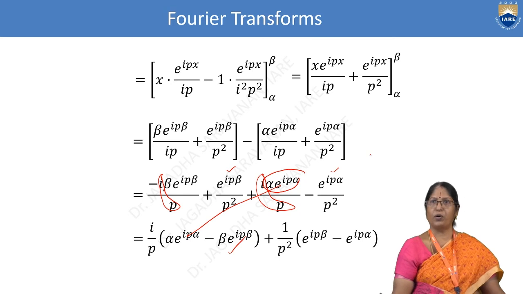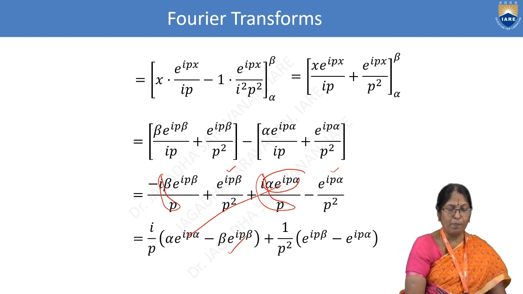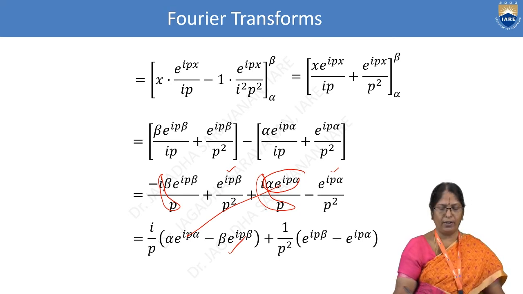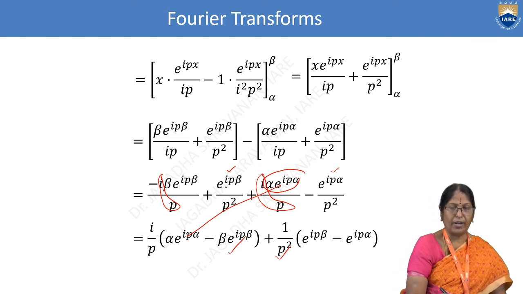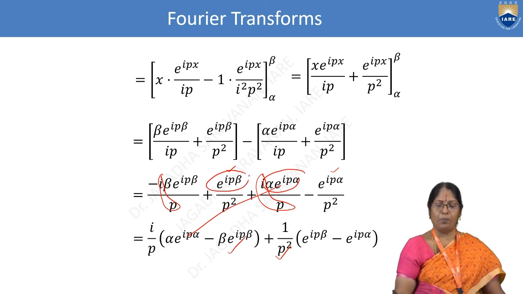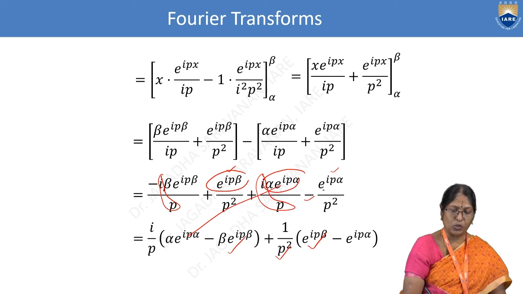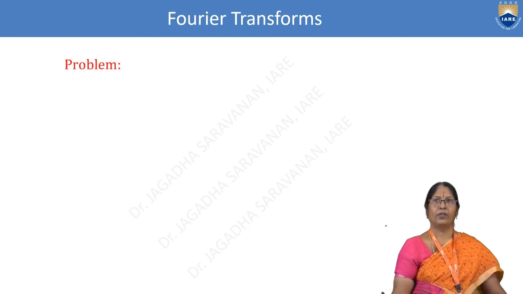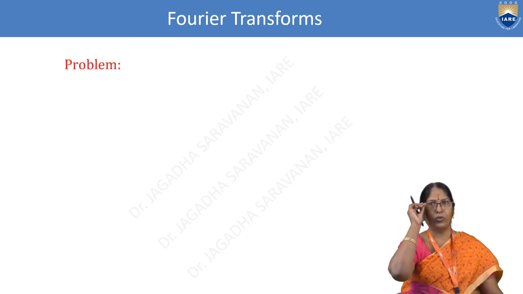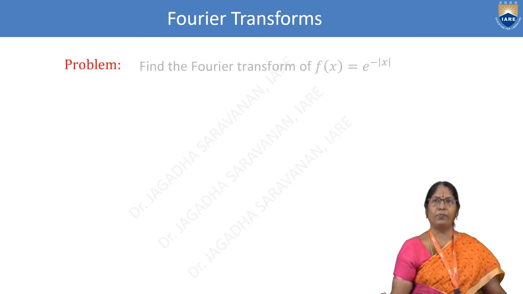Just I am putting the tick over there. So 1 by p square is common, so it has been taken out. The remaining is here, e power ip beta. Here the balance one is minus e power ip alpha. So we completed that problem also. We will move to the next problem.